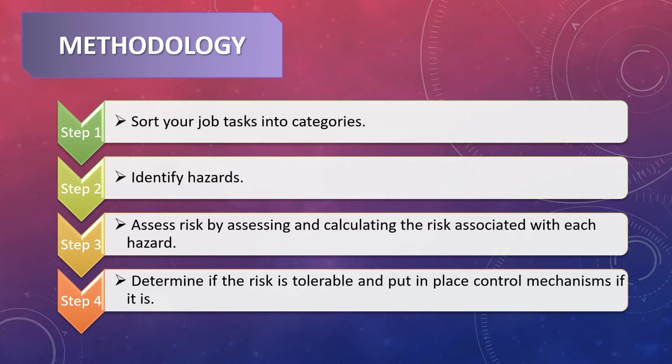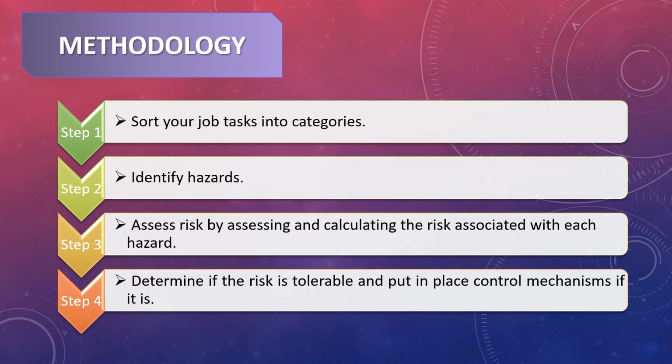Then we follow up with step 2, which is to identify the hazards associated with each activity. Each of the activities we have listed before will have its own hazards. Then assess the risk by calculating the risk associated with each hazard, using the formula likelihood times severity. Likelihood has a range up to 5, and severity has a range of 5, where 1 is the lowest number and 5 is the highest number.